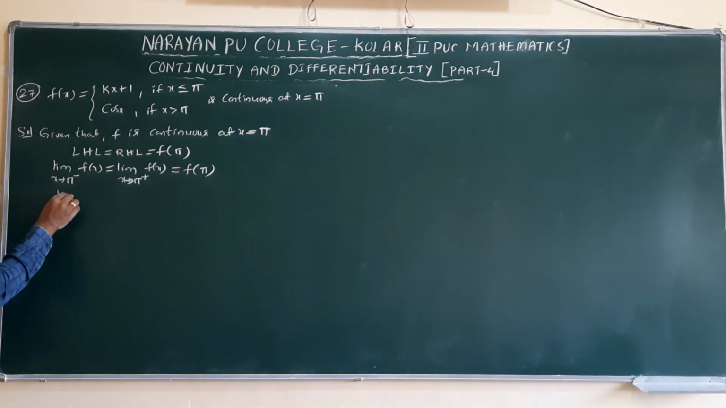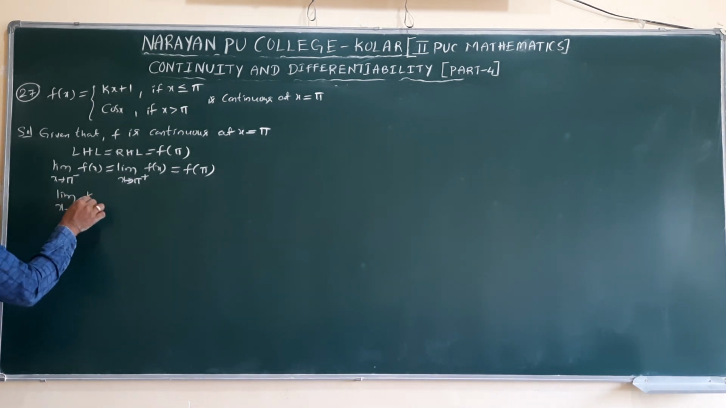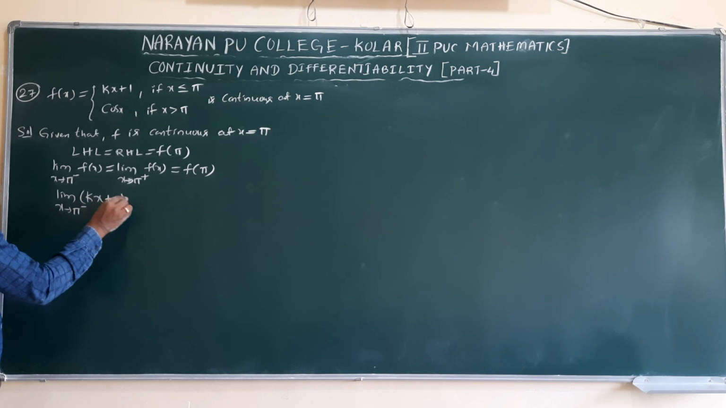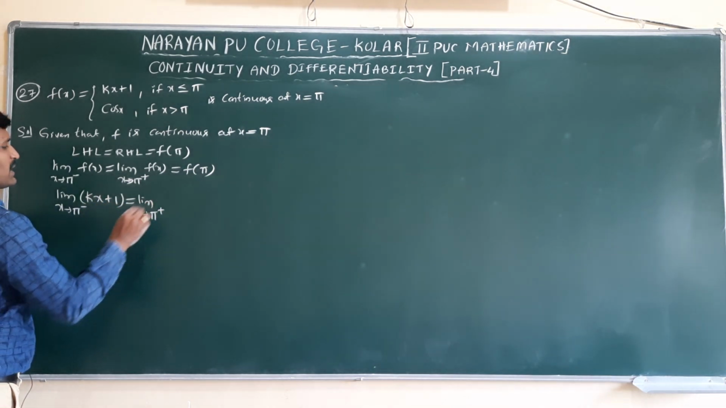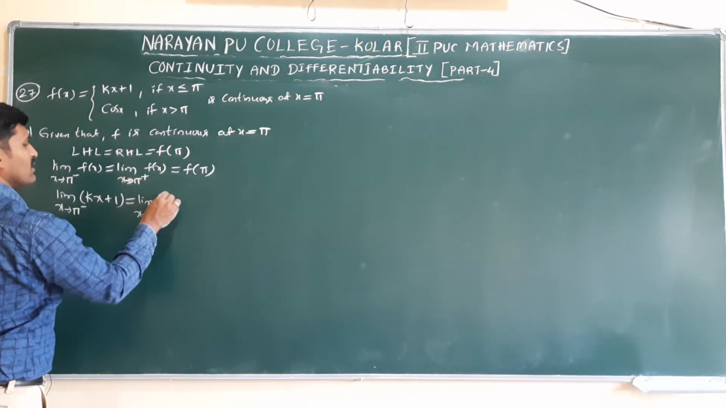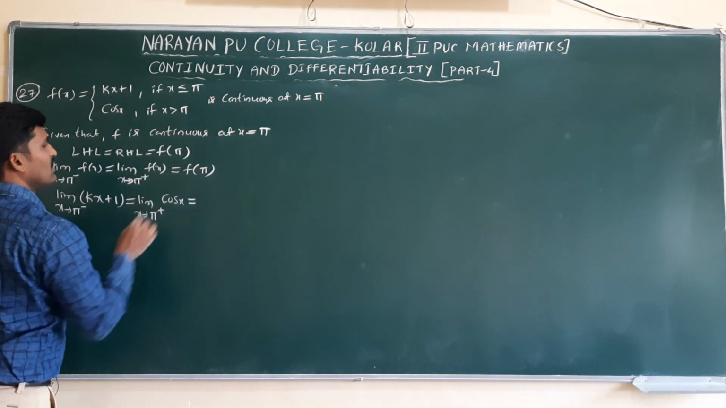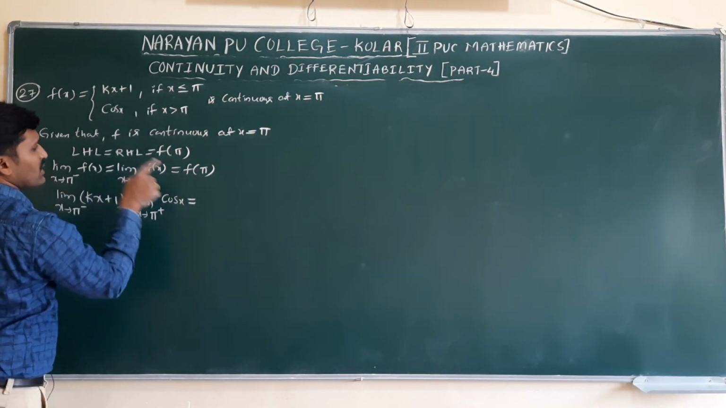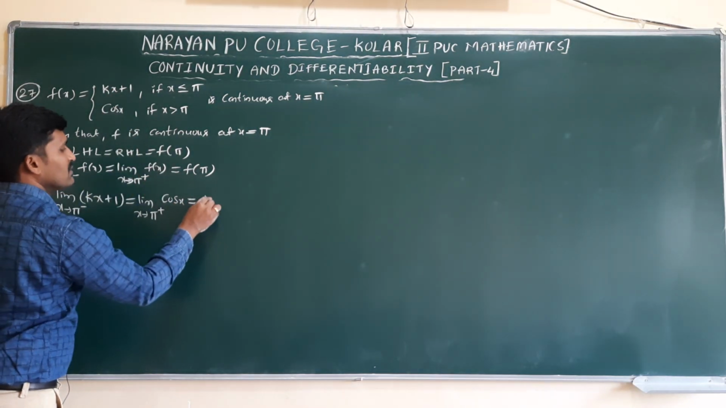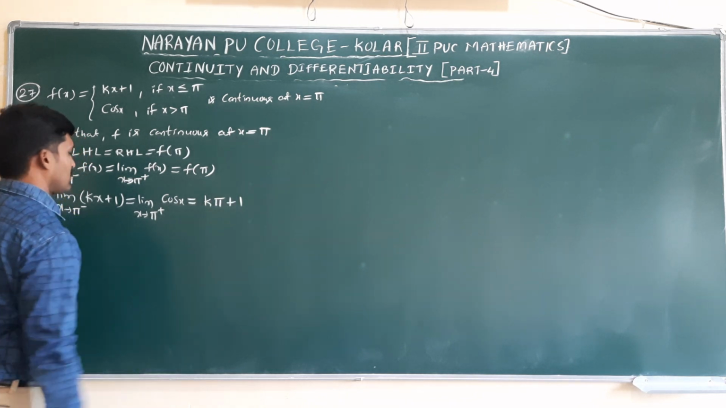Now limit x tends to pi minus. Pi minus means x is less than pi. Less than pi, what is the function? kx plus 1. Equals limit x tends to pi plus. Pi plus means x greater than pi. What is the function? cos x. f of pi means at x equal to pi, what is the function? kx plus 1. Here the x value is pi, so that is k pi plus 1.